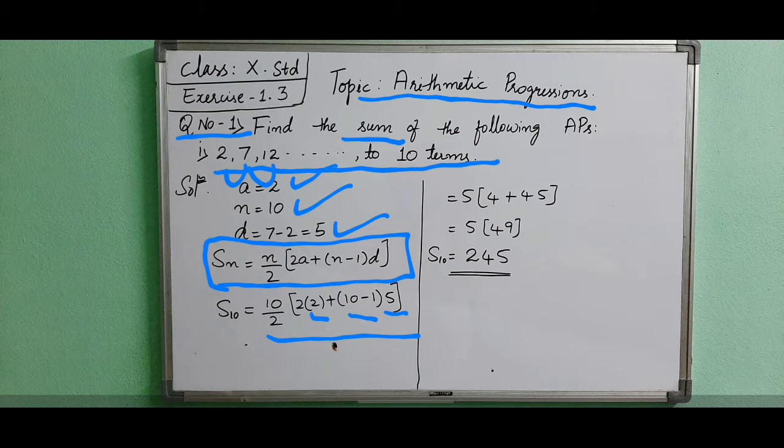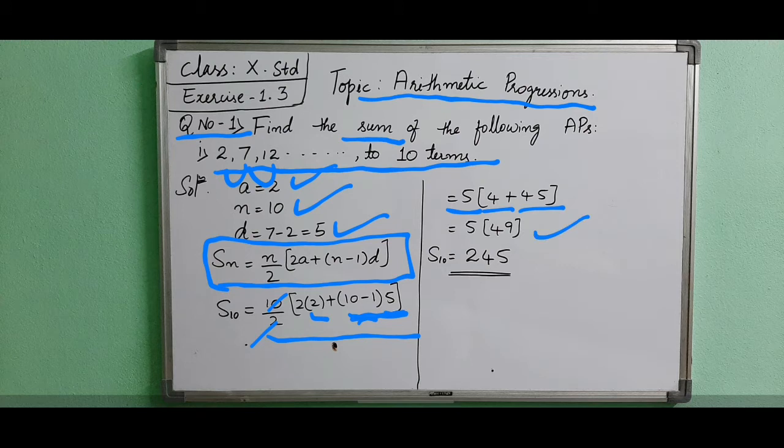So 2 by 10, 2 ones are 2, 2 fives are 10, so we get 5 here. 2 twos are 4, 10 minus 1 is 9, and 9 fives are 45. So 4 plus 45 is 49. 5 into 49 is 245.